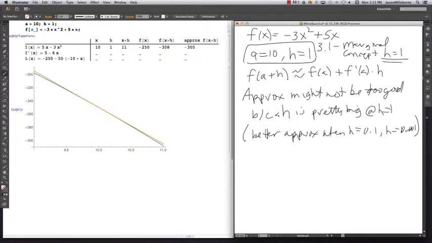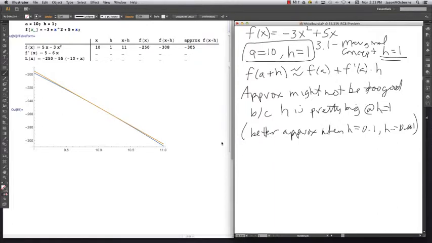So if we continue with this approximation problem, we can see everything we need in this picture. We have chosen an a value of 10. We've got the function in blue. We've got the tangent line in this orange color. And if we want to find the function evaluated at 11, on this picture the blue curve is somewhere down around negative 300 something. And we can see on this table that the function evaluated at 11 is exactly negative 308. That's the exact answer.